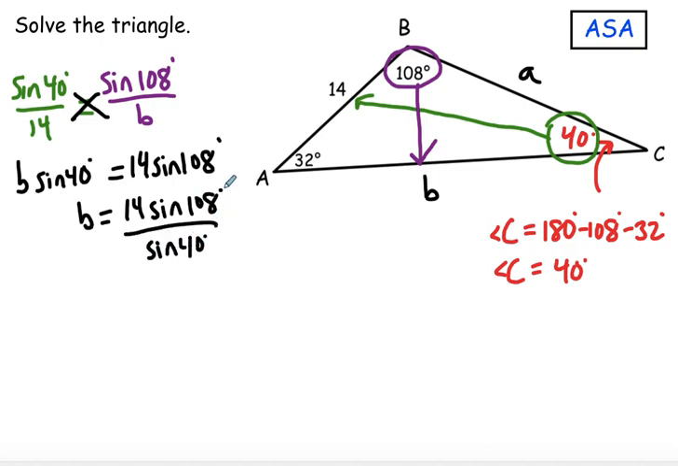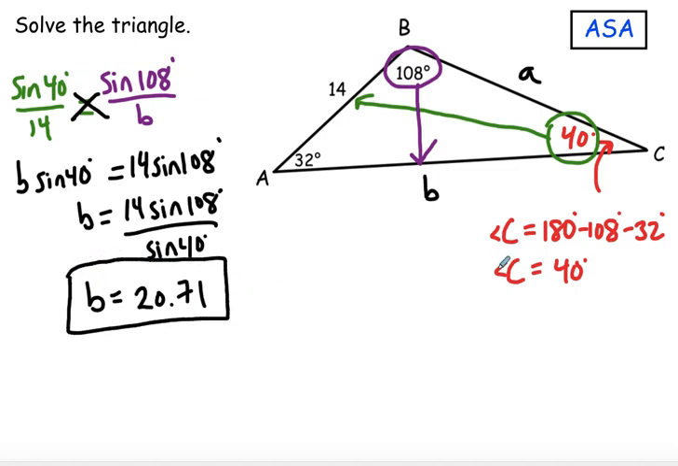Type that in your calculator. Make sure that you are getting these answers correct. But you should get 20.71. And I don't have units, so we'll just leave it like that. And we already found angle C. So now we need side A.